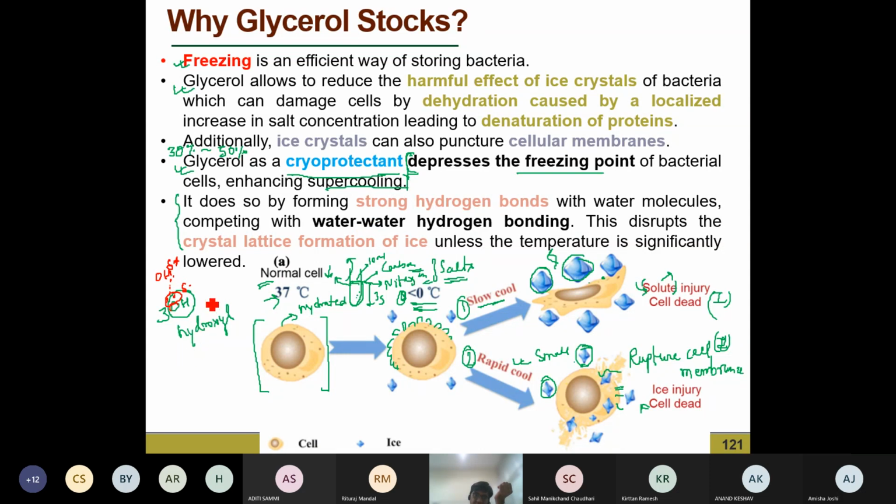And generally if you see the glycerol molecule structure, if we draw it, it has three hydroxyl groups.